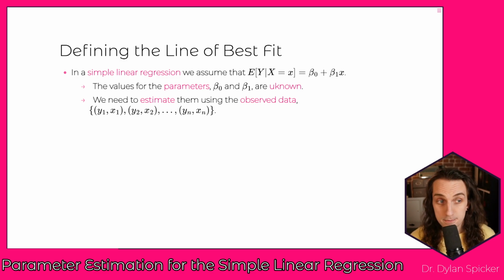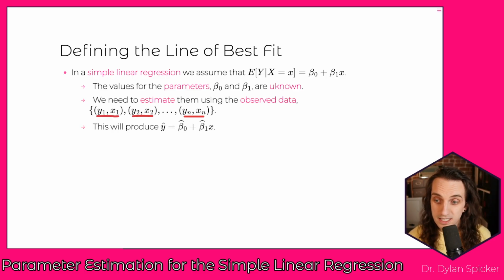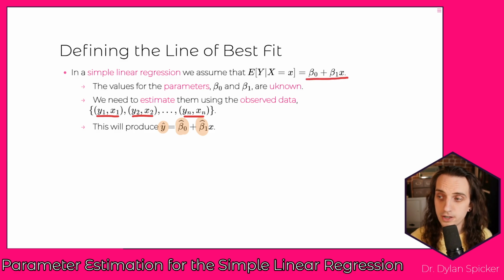Now, what we actually observe, the things that we actually know, are going to be the pairs of observed outcome and explanatory factors. So we have y1, x1, y2, x2, all the way up to yn, xn. And we want to use these data in order to estimate the parameter values for beta 0 and beta 1. Once we have a process for forming our estimates, it is going to produce what we call y hat, and y hat is going to be given to us by beta 0 hat plus beta 1 hat times x. So it takes on basically the same form as our true regression model does.